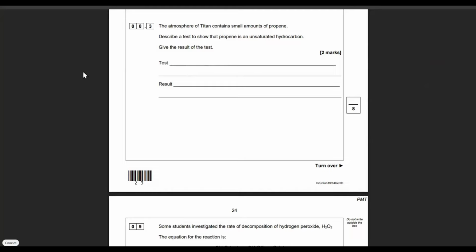The atmosphere of Titan contains small amounts of propane. Describe a test to show that propane is an unsaturated hydrocarbon. Give the result of the test. Right, you're going to pause the video and have a go at this one. Hydrocarbons are made of carbon and hydrogen. Unsaturated means it has a double bond, and propene has 3 carbon atoms.